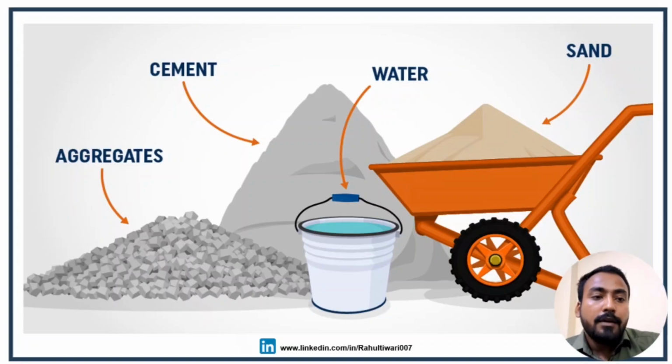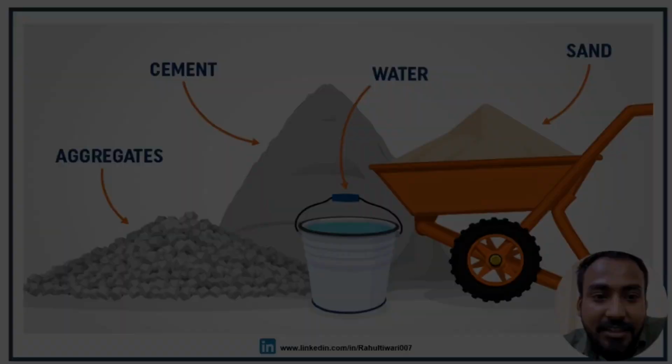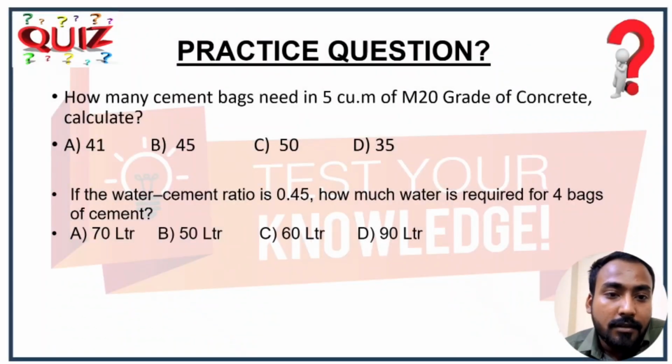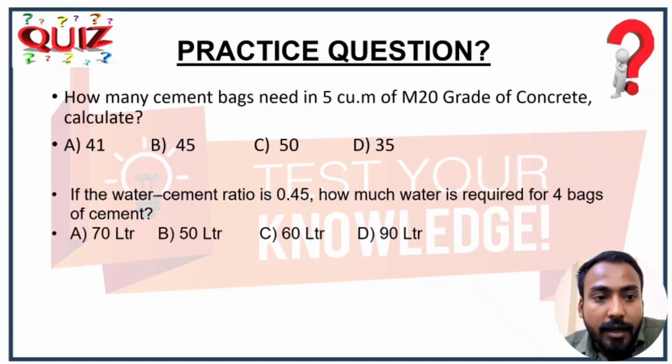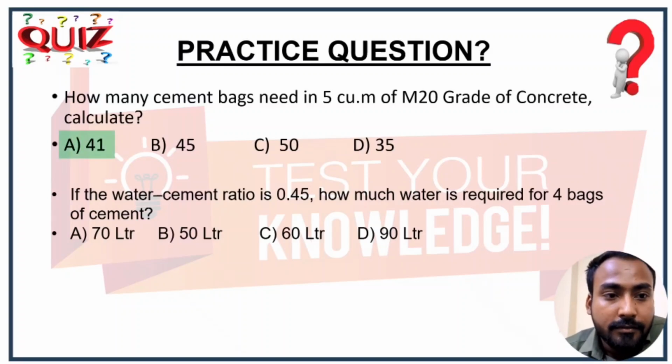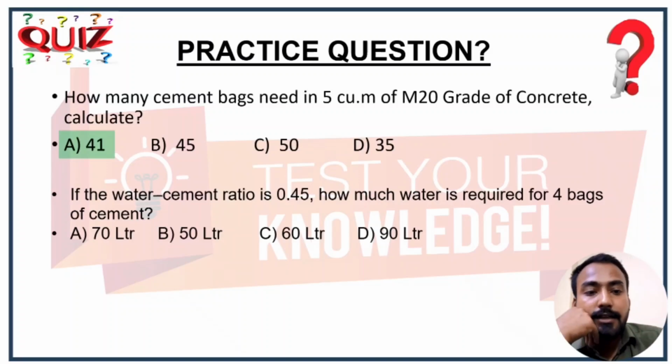Now we will do some practice. The first question on your screen: how many cement bags are needed in 5 cubic meter of M20 grade concrete? Calculate. I'm giving you some time. 41 bags of cement we need. Now the next: if the water cement ratio is 0.45, how much water is required for 400 kg of cement? A is 70 liters, B is 50 liters, C is 60 liters, D is 90 liters. The right answer is 90 liters.